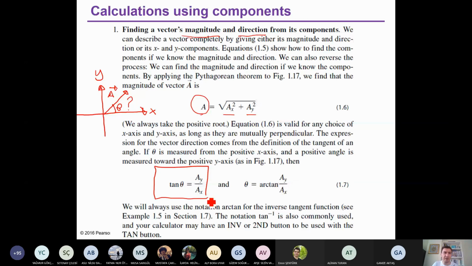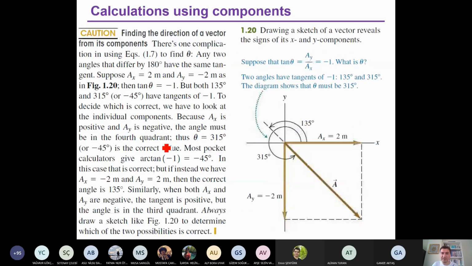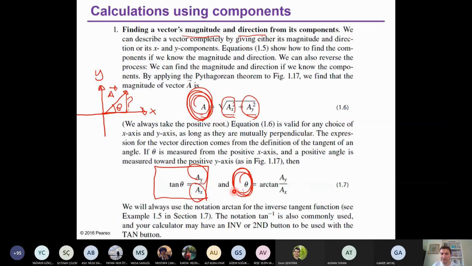Now, let me remind you again another important point: which angle is correct. Mathematically, you can calculate the theta, but is theta correct or not? So it can be like this. There are different situations. Let me draw again. You did a calculation and you find a theta value, but is it correct or not? How to check it? I will talk about this.